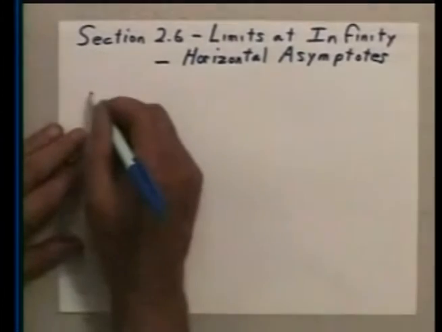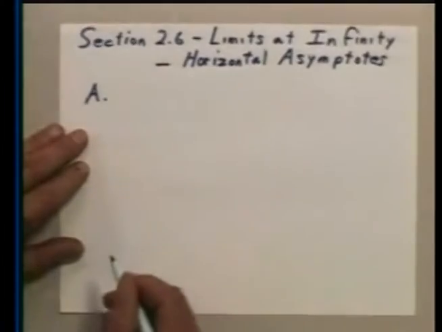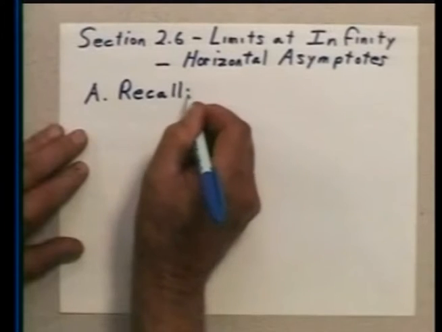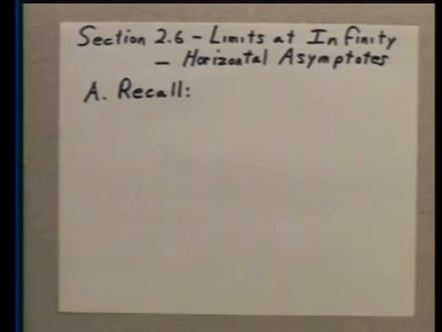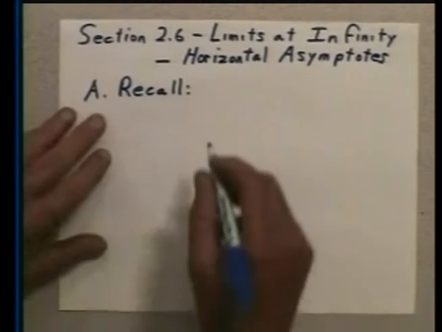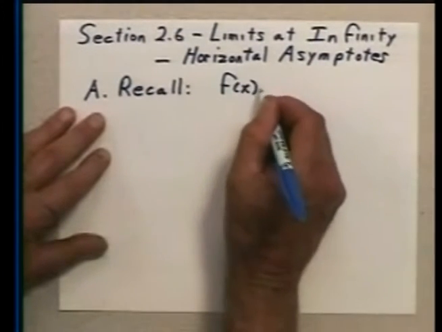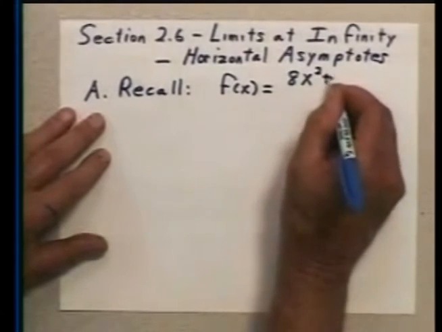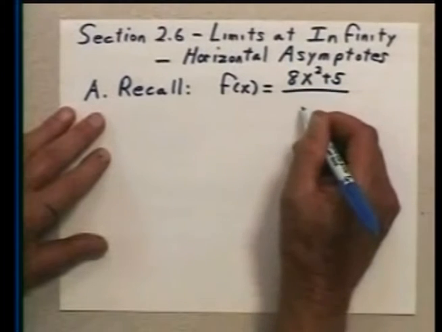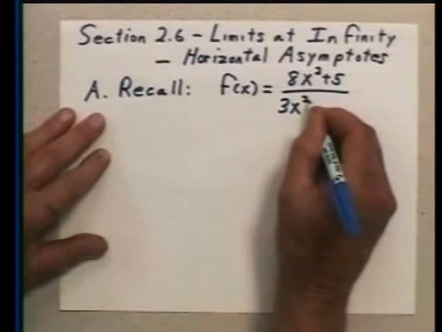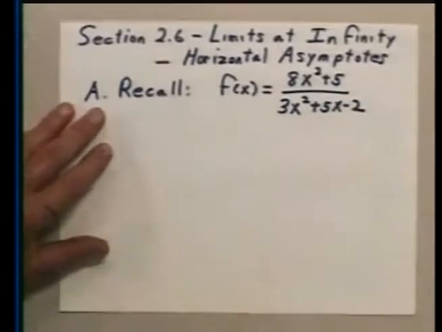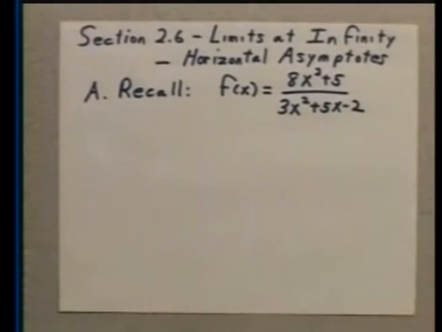In fact, we start out with our famous Toyota trick called recall. What would I like you to recall? Well, if I have a function f of x, which is a rational function, 8x squared plus 5, all over 3x squared plus 5x minus 2. Nice little rational function there.